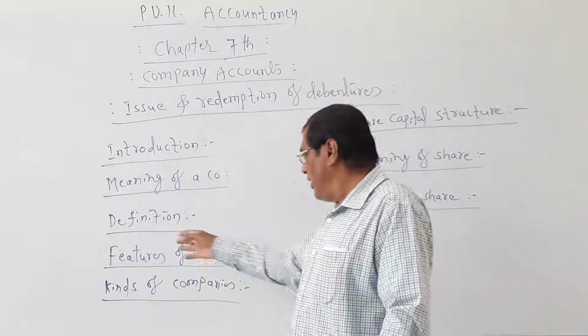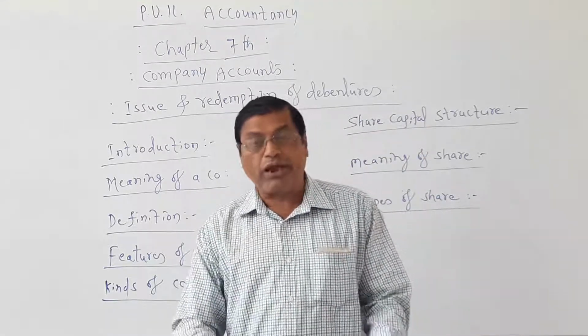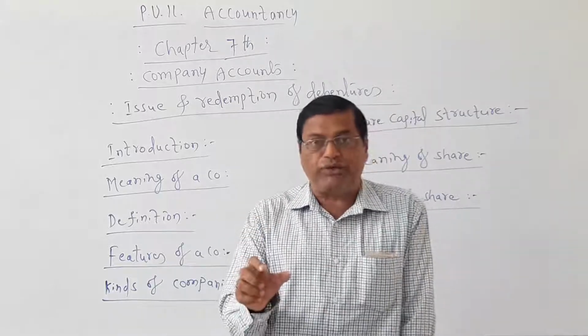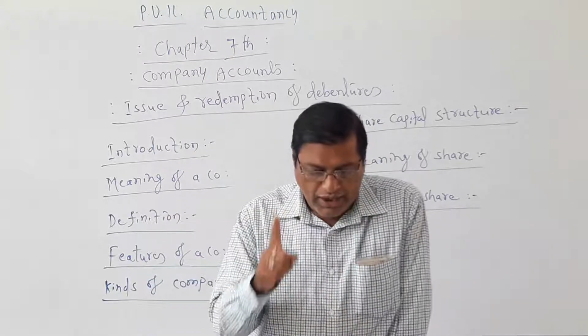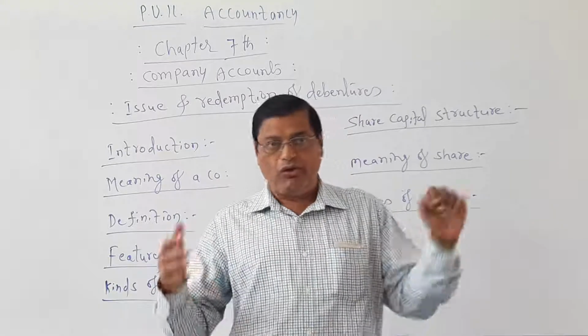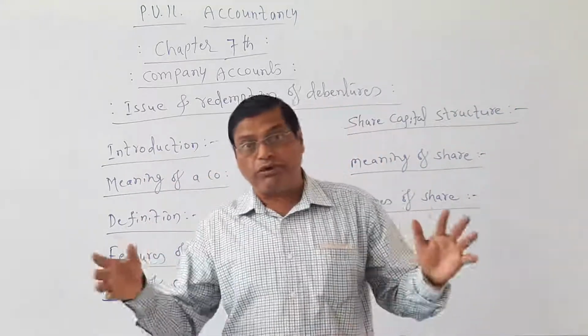Now coming to the features of a company. The main features of joint stock company are as under. Number one, company is an association of persons. To call it as company, there must be many persons.